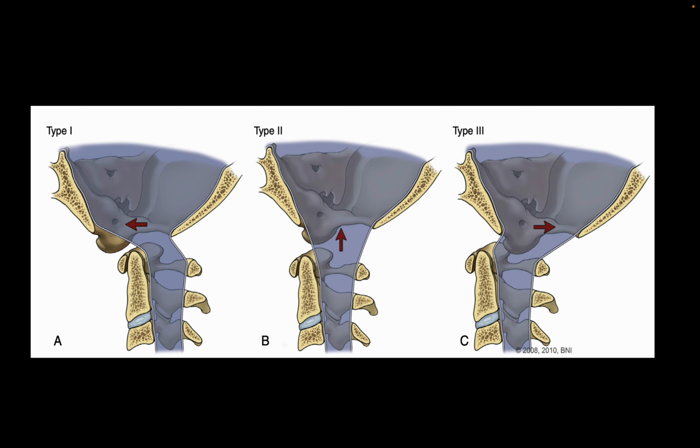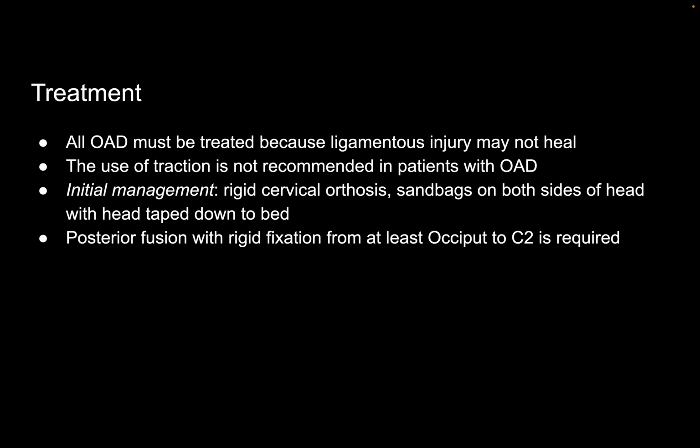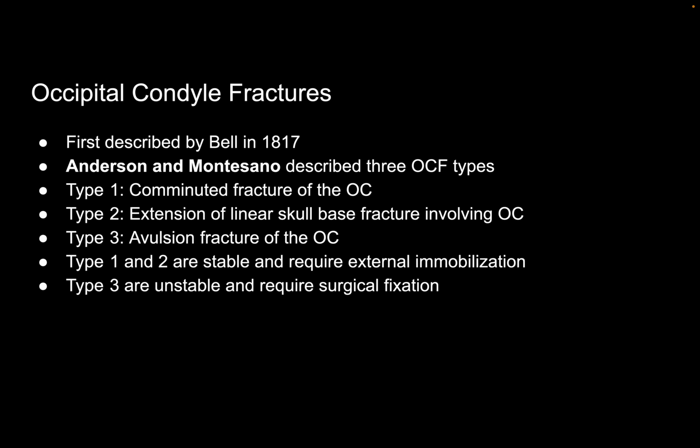But once again, these patients are considered unstable. They require surgical fixation. And one of the first things you want to do when you make the diagnosis is place them in a rigid cervical orthosis to promote distraction, place sandbags on either side of the head, and then tape the head down to the bed to immobilize them. With these patients, dorsal fusion with rigid internal fixation that incorporates at least the occiput to C2 is required for an adequate construct. Okay. And again, we have this down here just in word format.